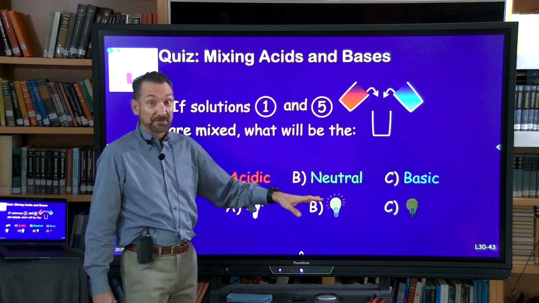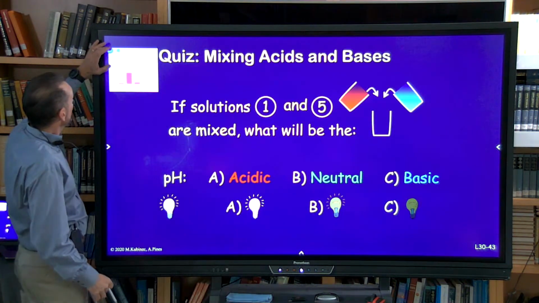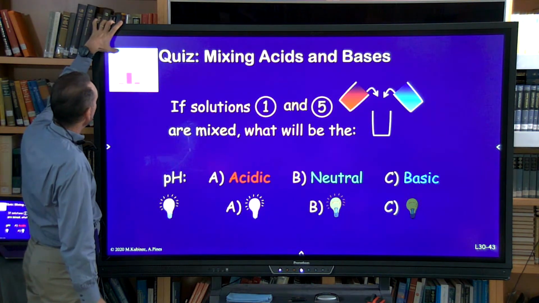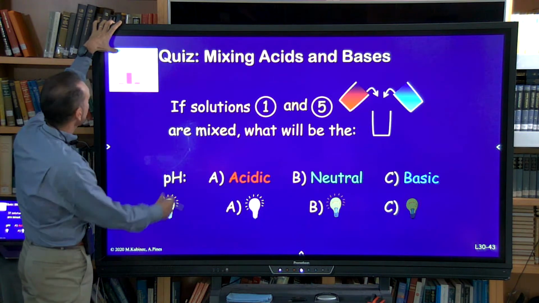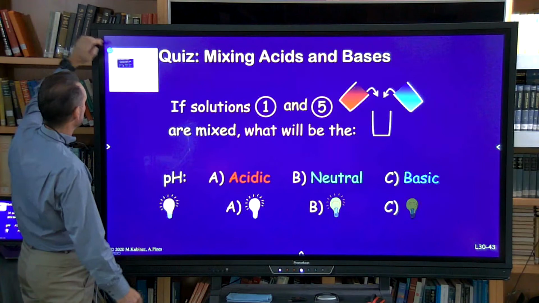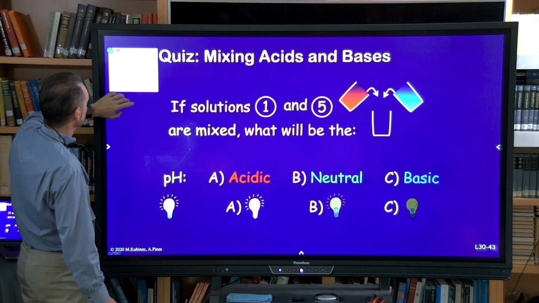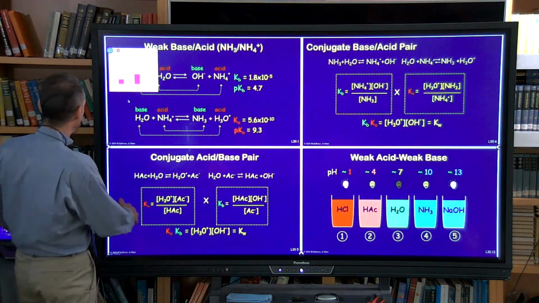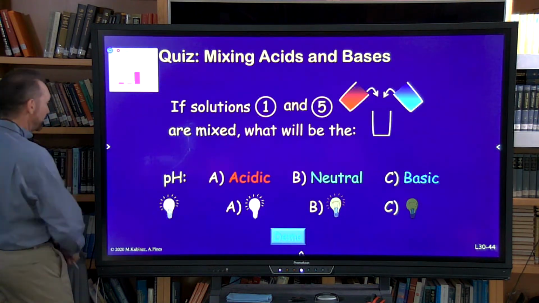What about the brightness of the light? Let's do it quickly. We'll just take 30 seconds and tell me how bright the light is going to be when you stick it in that mix. So vote on the second one: bright light, dim light, no light.